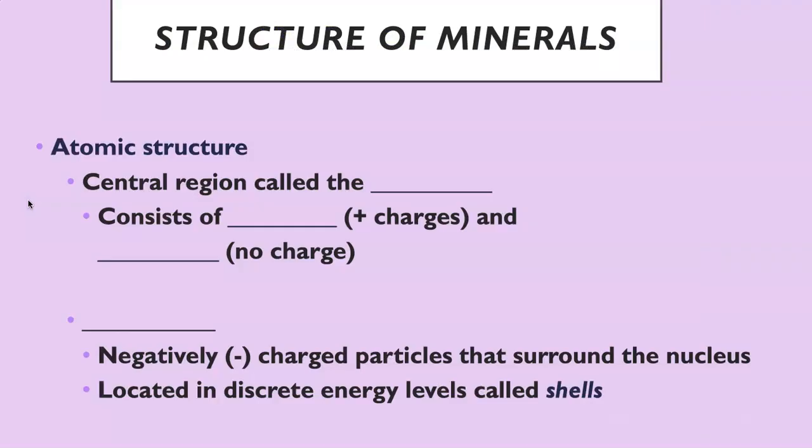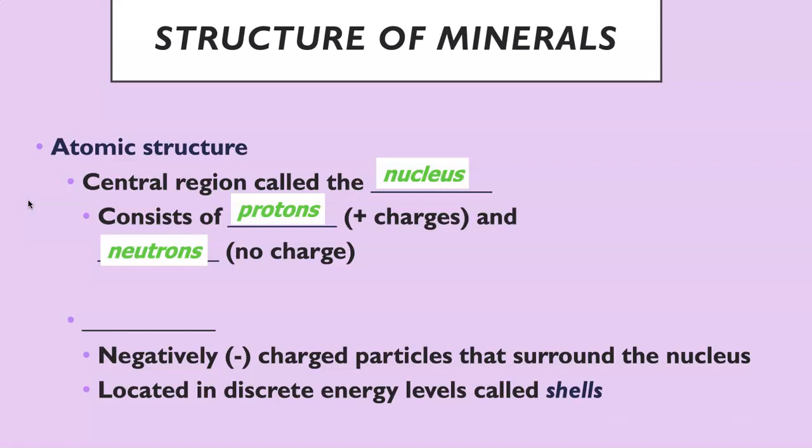So let's talk a little bit more about atoms in general. All atoms have a central region called a nucleus, and inside the nucleus are the protons, which I just mentioned, and they have a positive charge, and then another particle called a neutron, which doesn't have any charge, but it does have mass. We're not really going to talk about neutrons when it comes to mineral structure.